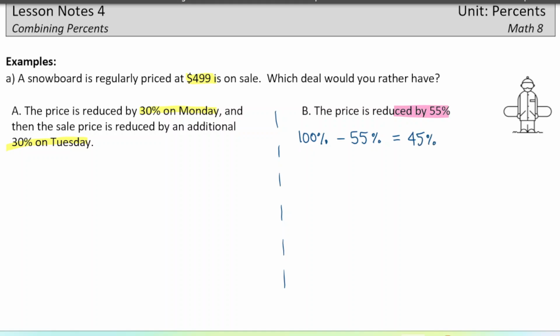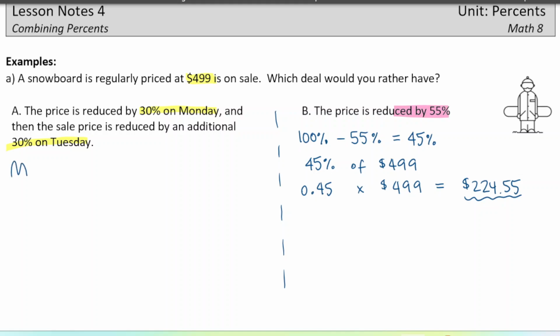So let's see what we would pay. So 45% of $499 is what we're going to pay. So 0.45, change it to a decimal and multiply. Type that into our calculator and we get $224.55. Okay, let's see if option A is any better.